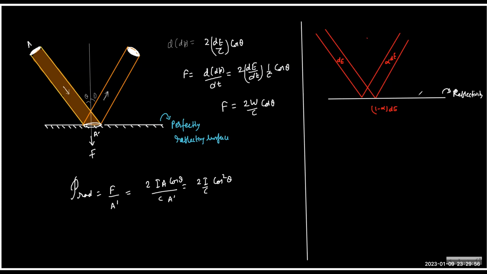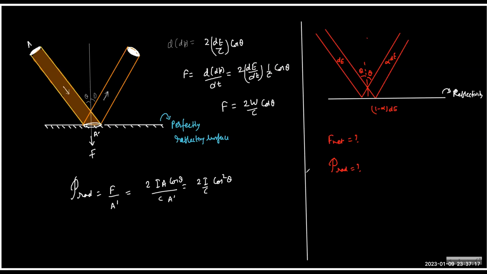Assume the angle of incidence is theta. So everyone try to derive it. First, find the net force on the surface, and then the radiation pressure. Solve it. I will be back in 5 minutes. Yes, tell me. Sir, F net is I by c, sir, W by c, (1 plus alpha) cos theta. It is the answer.